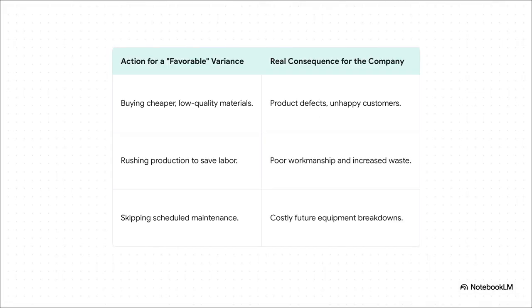This chart is a perfect example. A purchasing manager can score a favorable variance by just buying cheap, low-quality materials. Hey, their report looks amazing for the month, but what's the real consequence? Well, you get product defects, angry customers, and a trashed reputation that costs way more to fix in the long run.